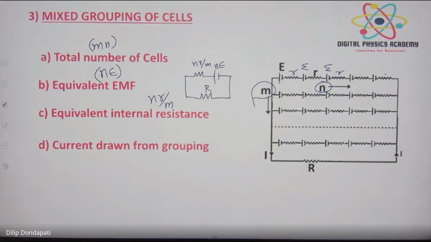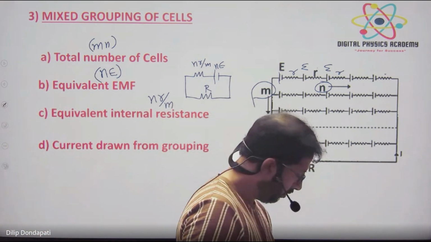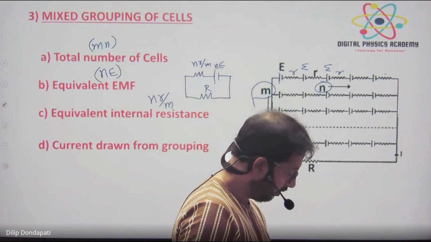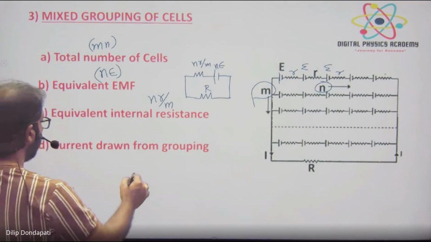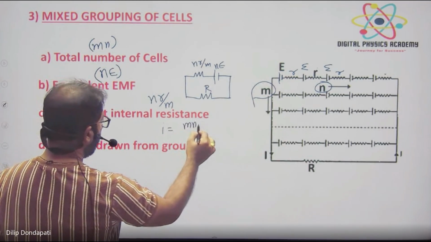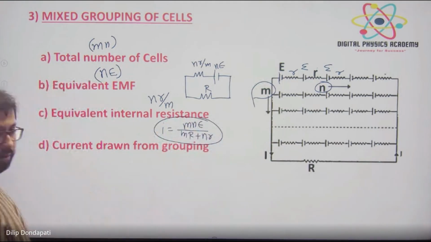Now the current drawn from the grouping of cells. How much current is drawn from this? Sir, mnE by (nr plus mR). Yes. So I is equal to mnE by (mR plus nr), right?